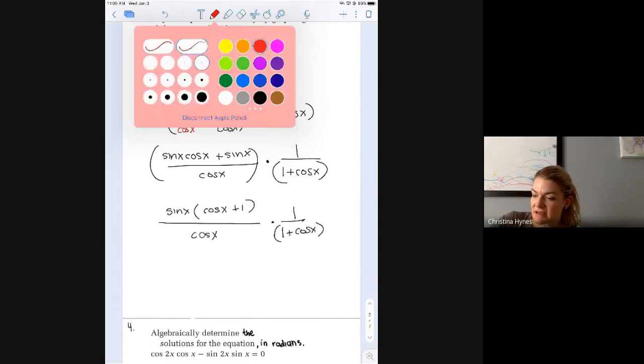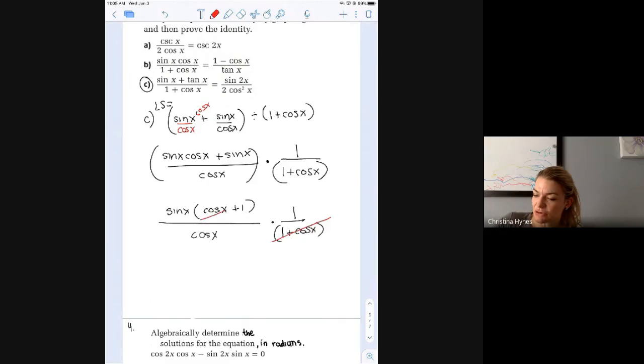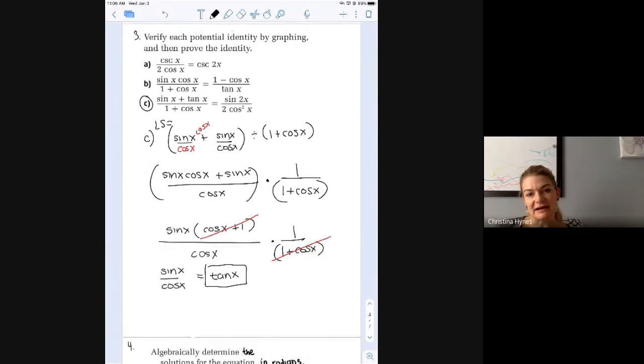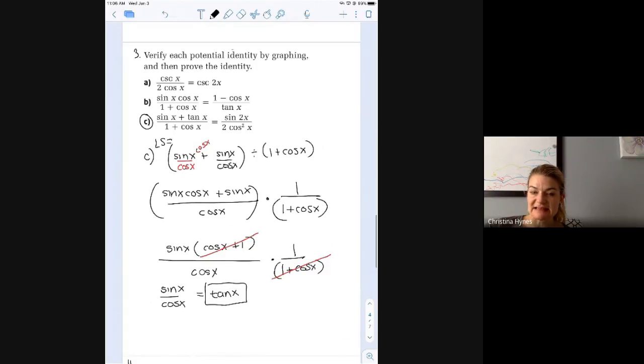By doing that, I can cross off these factors of 1 plus cos x. Then you should find that you get sine x over cos x, and that's actually equal to tan x if you wanted to write it as a single trig function. So this would be your answer for the left side. Now, if you look at your right side, it doesn't look like that right now. So that is where we have to switch to the right side to see what we can simplify it as and see if we can get them both to be either sine x over cos x or tan x. So let's look at the right side now.